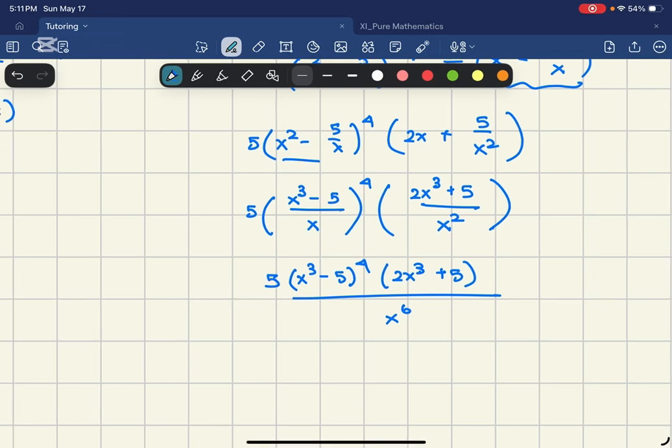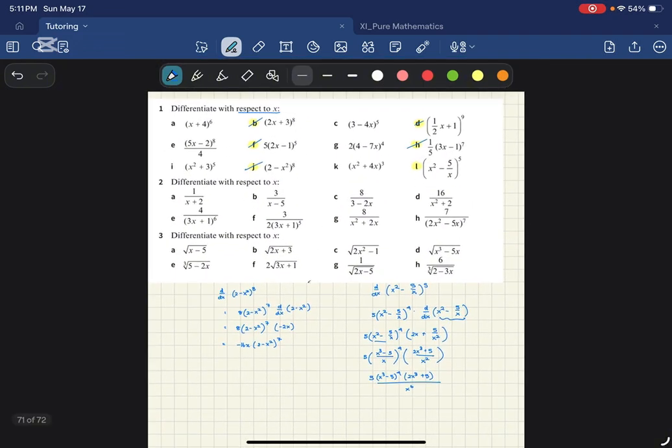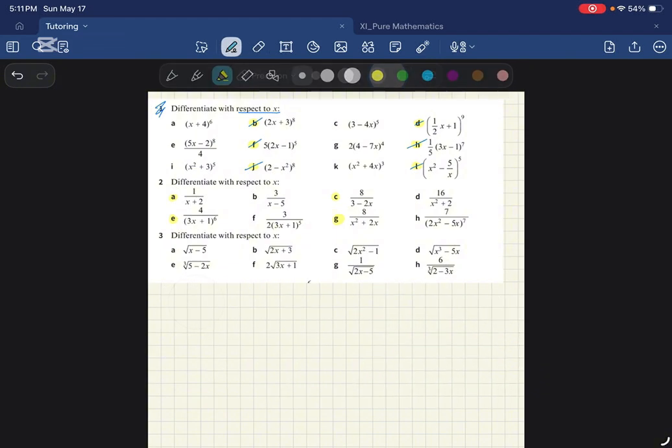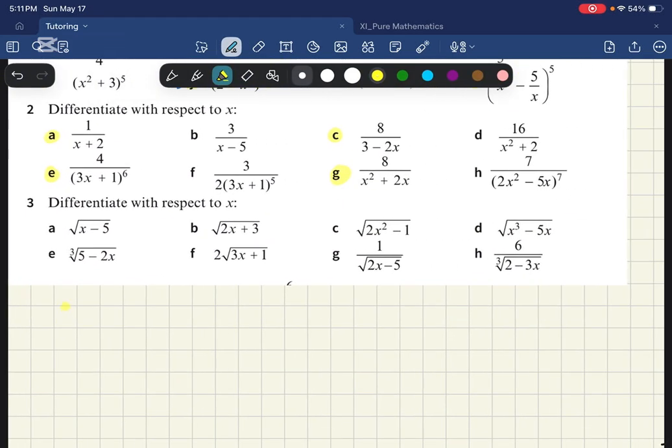But remember, it's the same answer. All right, so we're done with question 1. I'm going to leave A, E, I, C, G, K for you. And for the second question, I'm going to do A, C, E, G. Okay. So differentiate with respect to x. I have d/dx of 1/(x + 2).